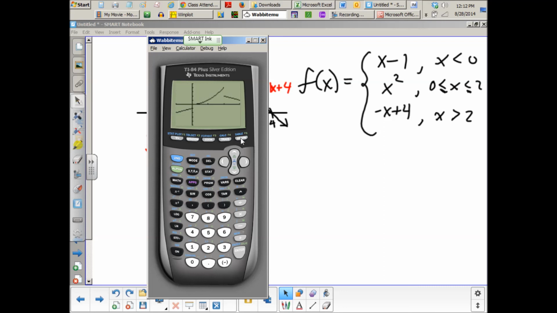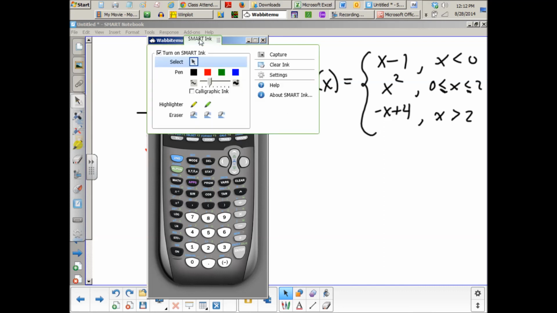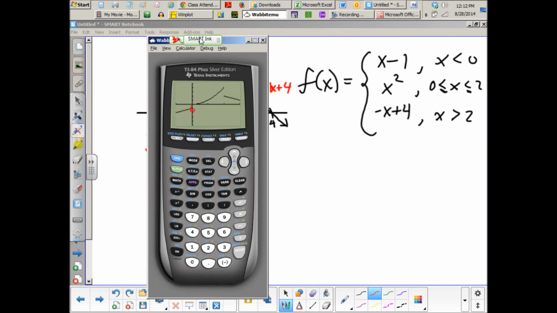There's your last piece. The only thing it won't do for you is put on the open point, closed point. Anyway, that was supposed to be at the origin. It won't do these for you. It can't do open points.